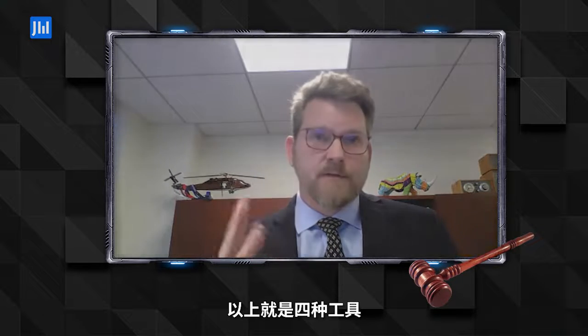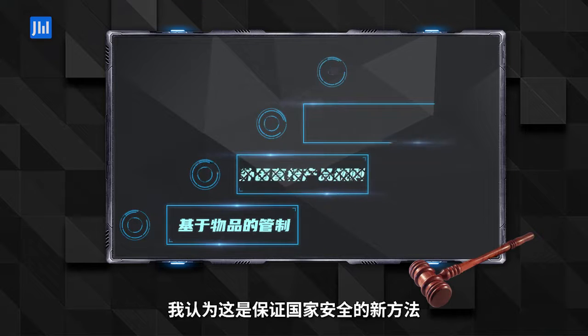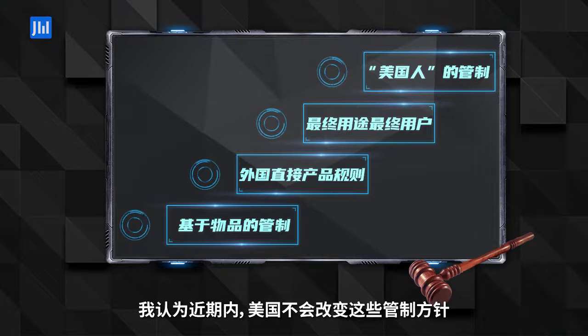So those are 4 tools. They are a significant expansion. I don't think these are changing anytime soon. I think this is a new vector of U.S. national security, and I don't see the United States changing its course on these controls in any time in the near future.